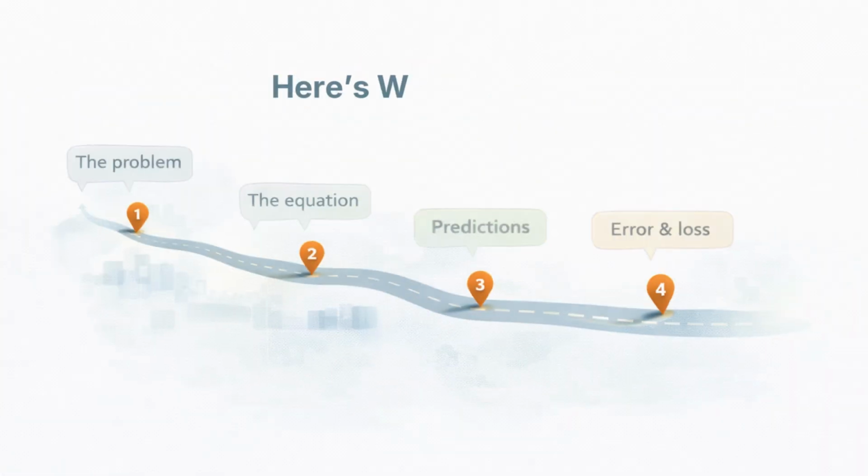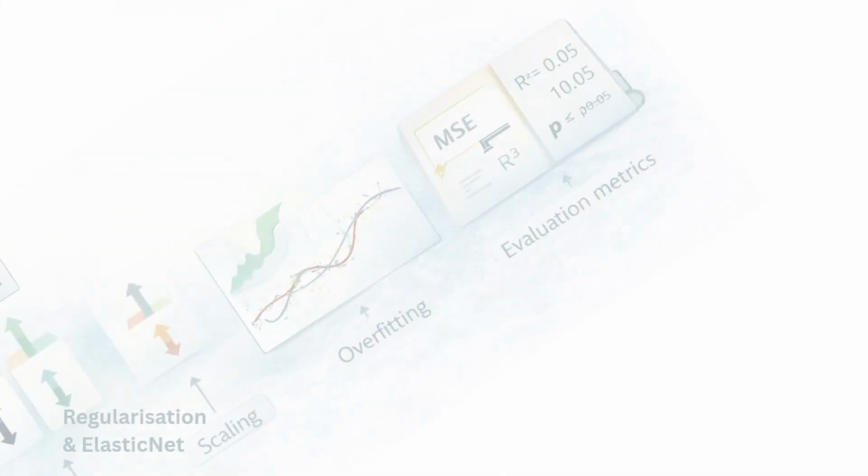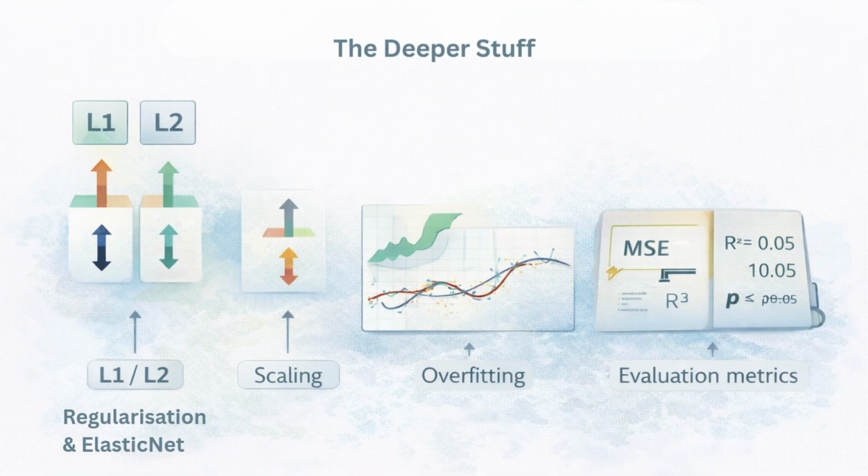Here's how we'll do it. We'll start with the problem linear regression is trying to solve. Then we'll build the equation from scratch. You'll see how predictions are made, how error is measured, and how the model learns step by step using gradient descent. Then we'll go deeper.